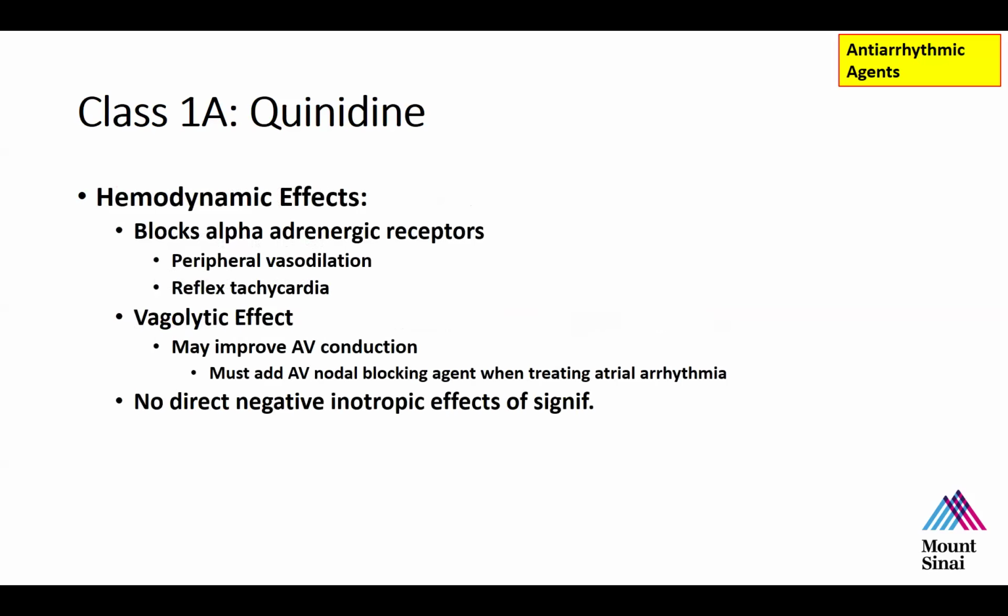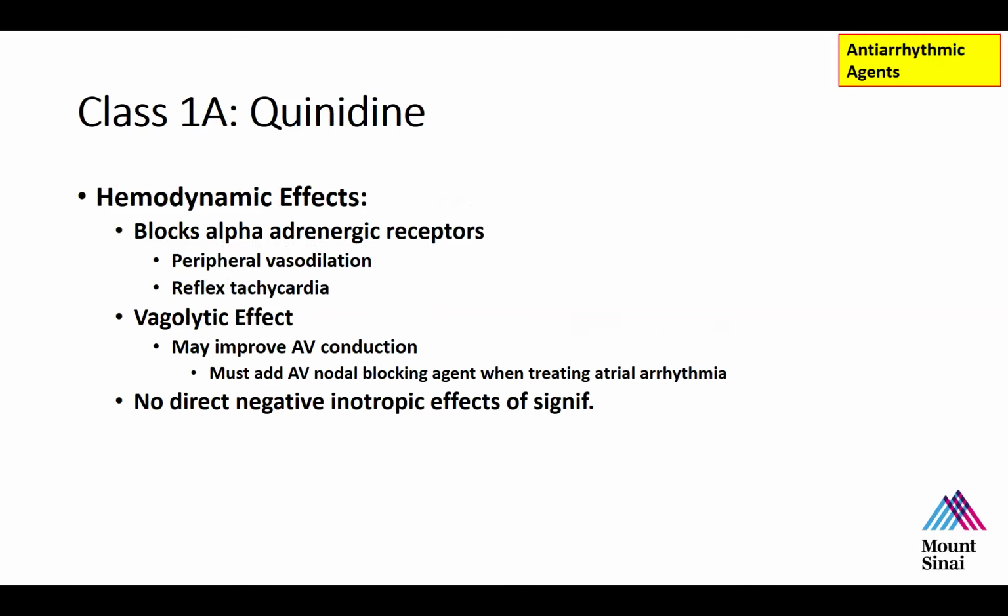In terms of hemodynamics, quinidine can block alpha adrenergic receptors, as most of these agents in the 1A category do. So it can cause peripheral vasodilation and reflex tachycardia. In fact, I think in general, one needs to give something like a beta blocker in addition to quinidine when using it, except for certain circumstances. It is a vagolytic agent and it can improve AV conduction.